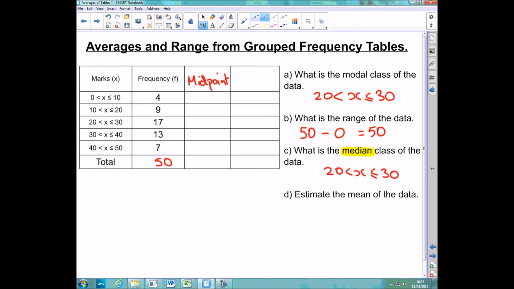Now the midpoint of 0 and 10 is 5. The midpoint of 10 and 20 is 15. 20 and 30 is 25. 30 and 40 is 35. 40 and 50 is 45.